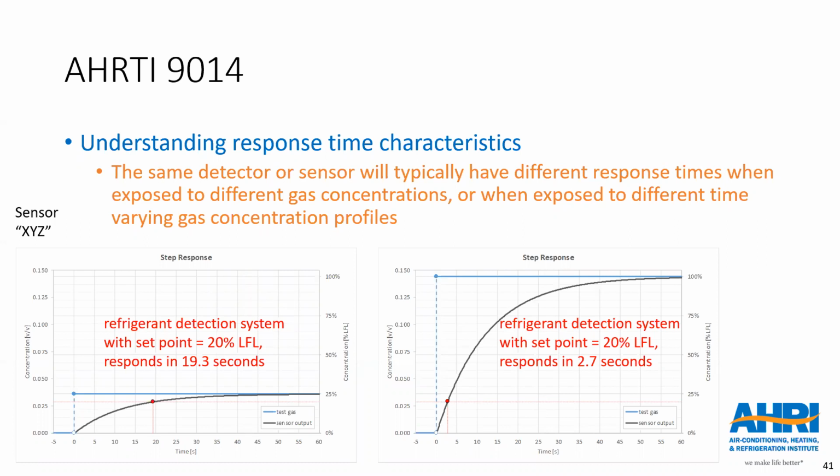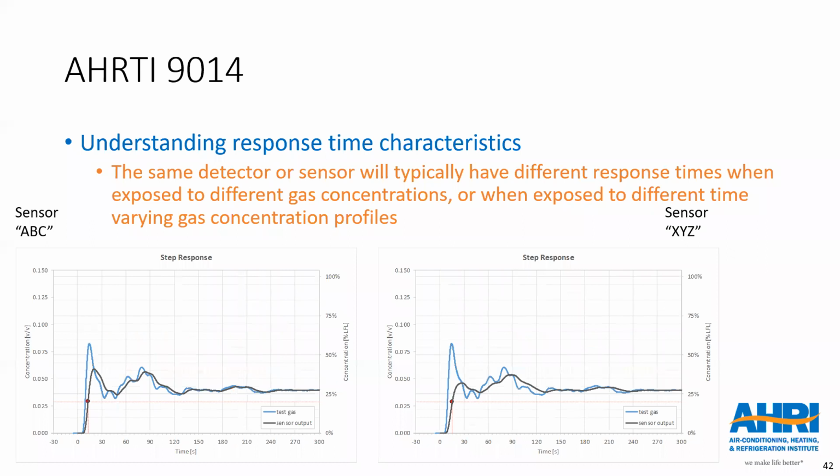But how would the response time of these two different sensing elements compare when exposed not to a step change, but to a very different time-varying concentration profile? So these plots show the responses to the time-varying concentration from the earlier example, with sensor ABC on the left and sensor XYZ on the right, but exposed to the same test gas profile. On the right, the slower XYZ sensing element has an initial response that is less steep, and the initial increase reaches a lower peak value due to the slower response time.